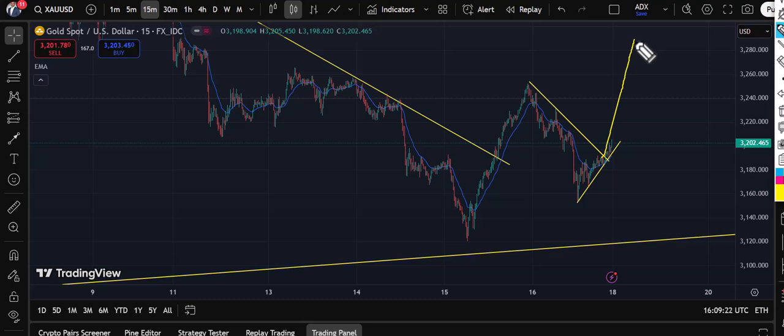So categorically, this is how we trade gold or any instrument using wave analysis. So simple, guys. So simple.